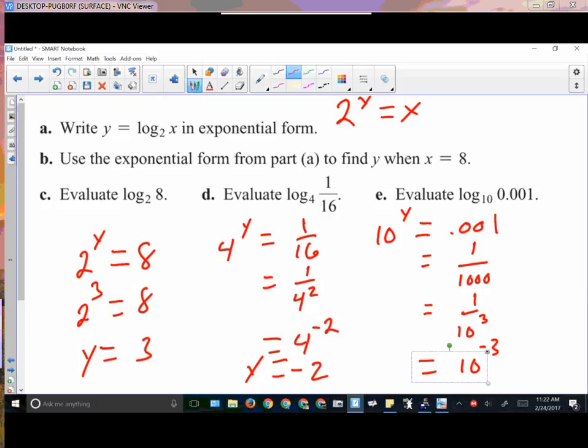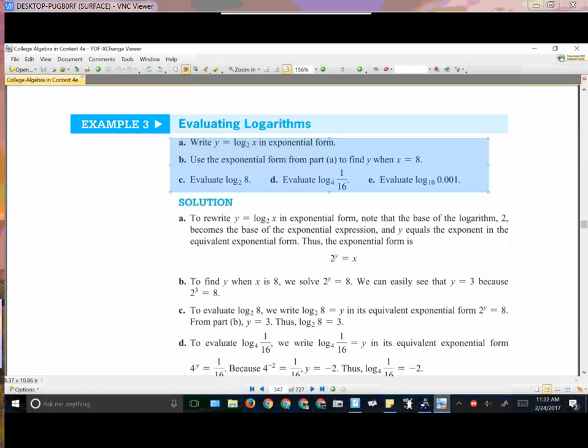So what is y equal to? Y is equal to negative 3. That's it. No more, no less. But if you can go through that process and get the base to a power, you're getting closer. Okay.